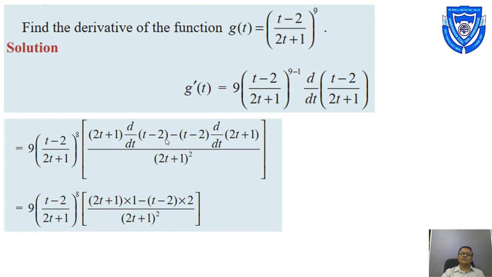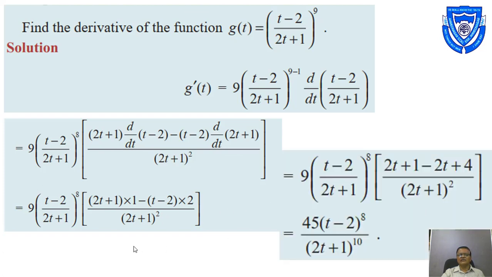Now the derivative of t minus 2 is 1. The derivative of 2t plus 1 is 2. We write those derivatives and simplify this and we get the answer. So this is the simplification part. You can study that yourself.